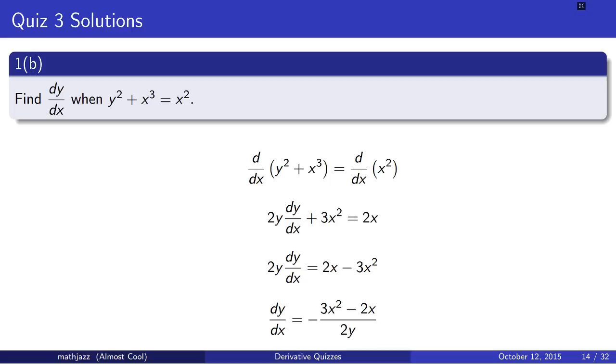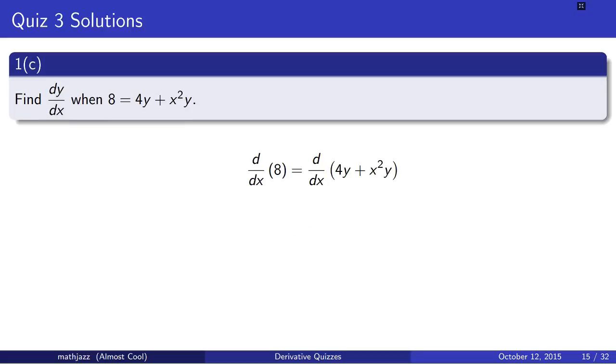We divide both sides by 2y, and we get dy/dx equals negative (3x squared minus 2x) over 2y. I decided to factor a negative 1 out of the top so I could have a positive leading coefficient in the numerator, and have that coefficient be the coefficient of the highest power. You didn't have to do that. It was purely aesthetic.